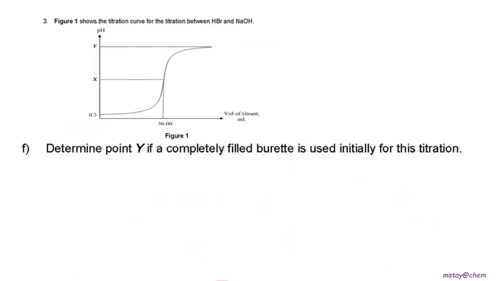Let's proceed to the last question of question number 3. Determine the point Y. It means we refer to the pH value, because Y is over here, if a completely filled burette is used. As we know, generally the maximum volume that can be measured by a burette is 50 ml. Okay, it's used initially for this titration.